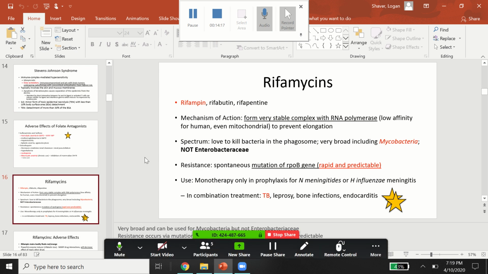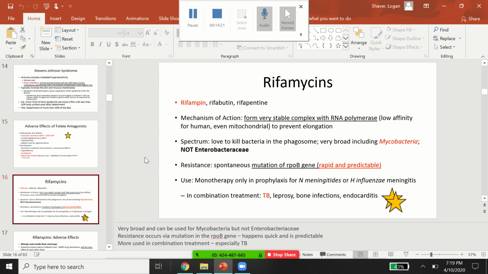And then on to rifamycins. These are totally different drugs. Rifampin is by far the one you need to know. What's really important to know about rifampin is that it's the main drug you would give for TB. There are other drugs that you give along with it when treating active TB, but this is typically the go-to, the one everyone thinks about.